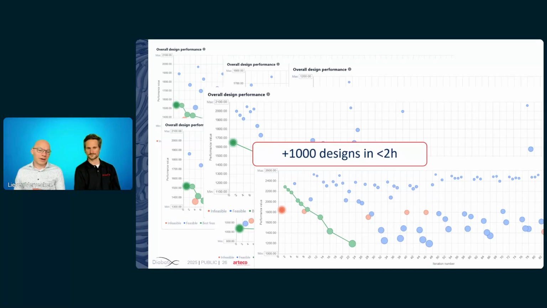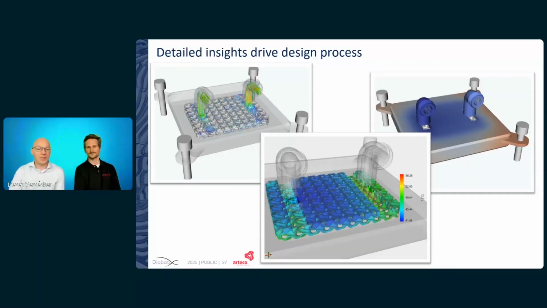Remember, we have pins, fins, and gyros that we're comparing. We have 3 coolants, meaning that in total we have 9 different combinations that can be created, resulting in more than 1,000 designs evaluated in less than 2 hours. What we do next is select the best of each of these combinations to see what the impact is.